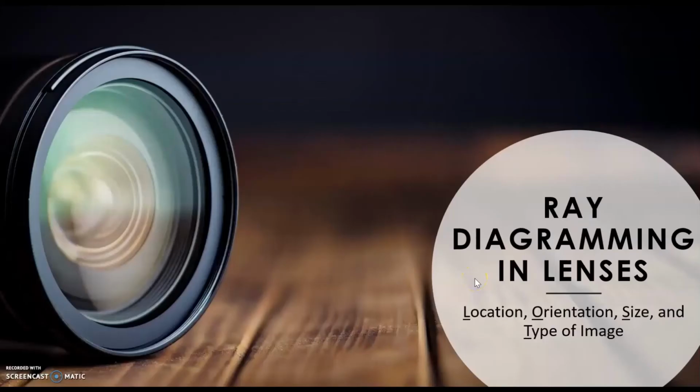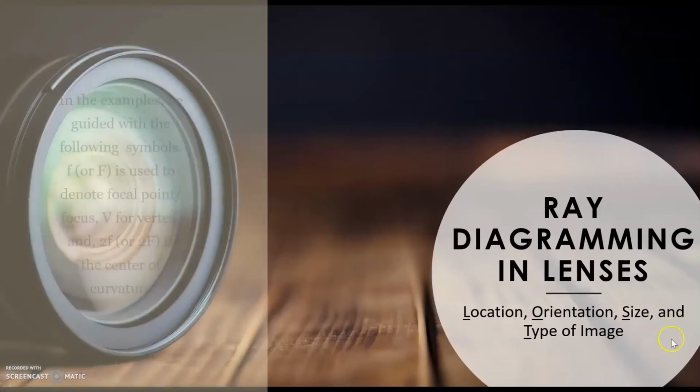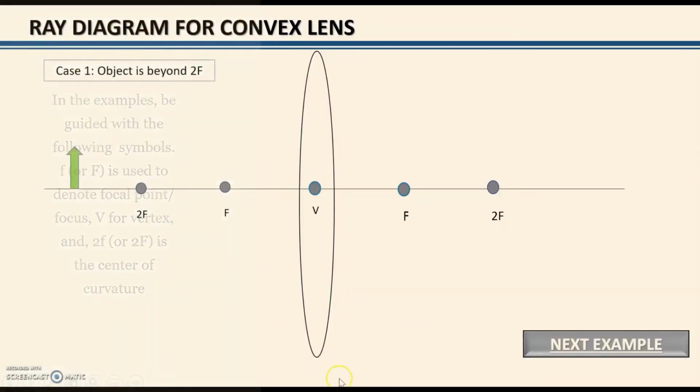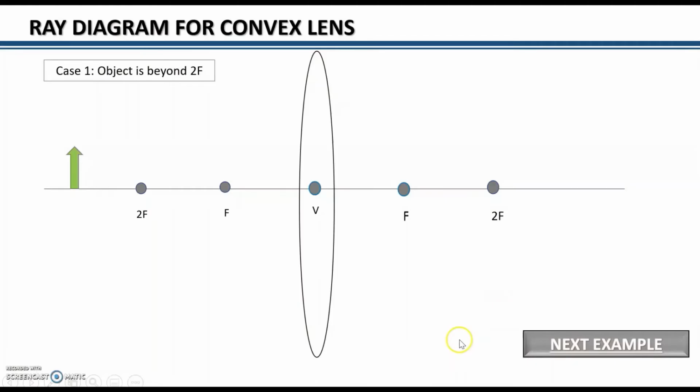Let's talk about ray diagramming in lenses. So you will construct ray diagrams, and at the same time, let's describe the location, orientation, size, and type of image formed by convex and concave lenses. So get ready with your paper, your pencil, and ruler. Let's start. First example, we have for a convex lens, we will be doing the ray diagram.